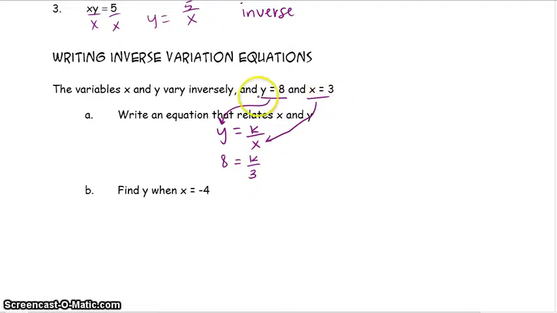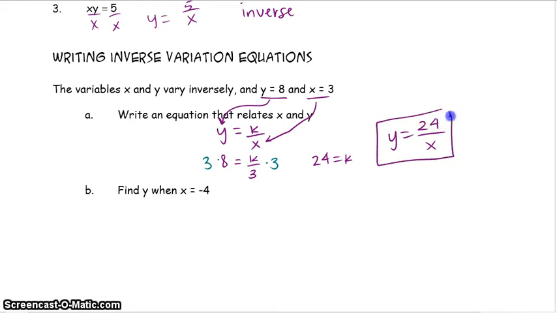To get our k by itself, we multiply both sides by 3. That would give us 24 equals k. So we found our k, but we're not done yet. Now we have to write our equation out. All we have to do is plug this 24 into our inverse variation equation. So that would be y equals 24 over x, and this is our equation.